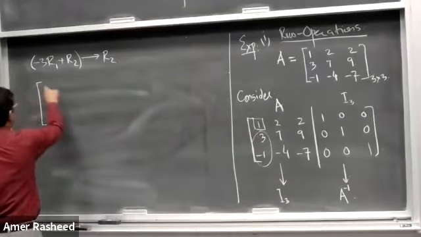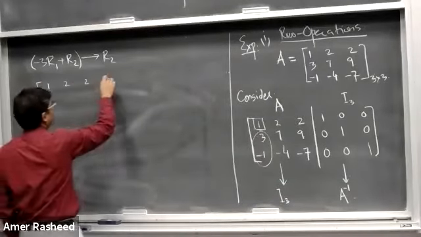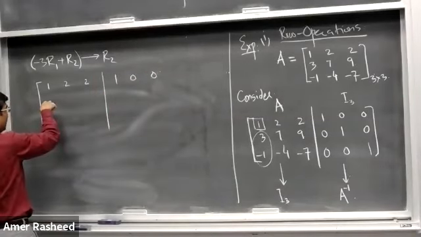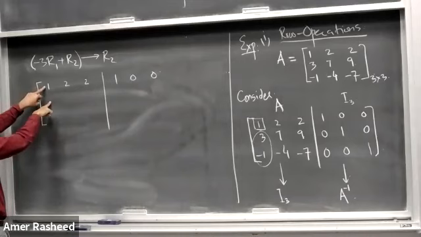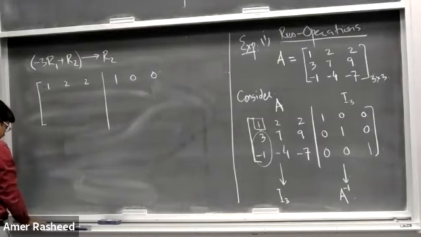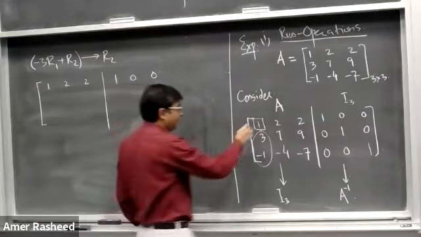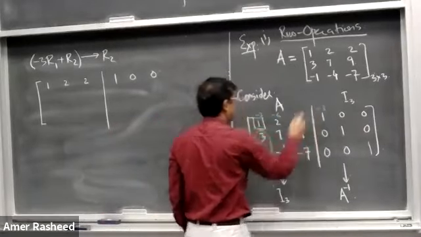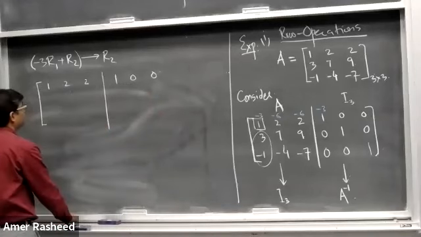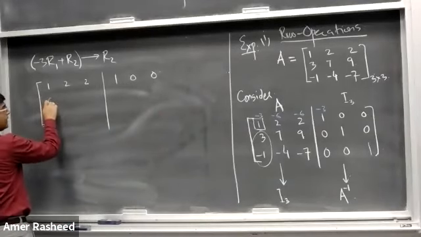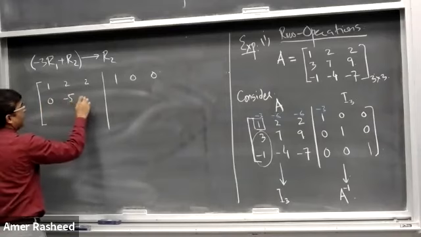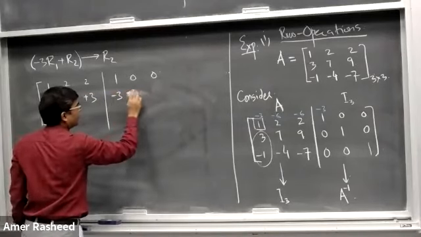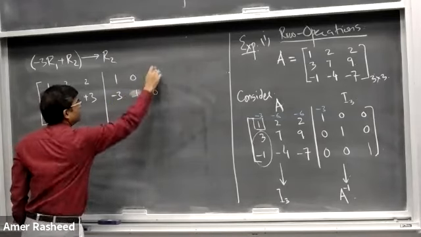Now, the first row will remain the same. The second row will change. You multiply this with -3, you get -3 here, -6, -6, -3. Okay, and then add in the second row. So what do we get here? 0, -5, +3, and then -3, 0. Sorry, not 0 here. 1, 0.